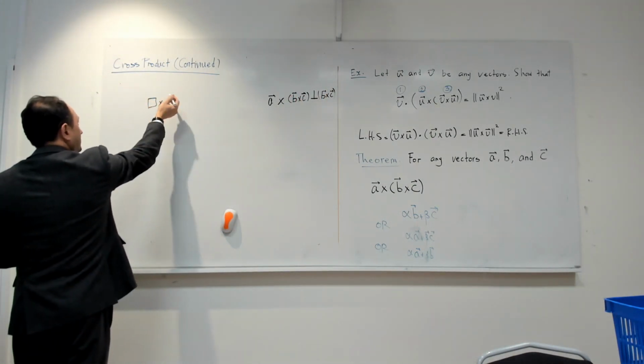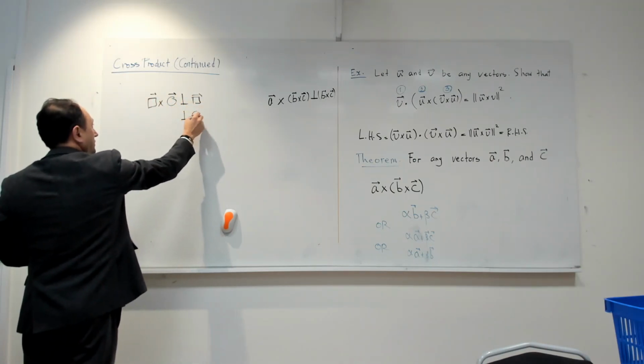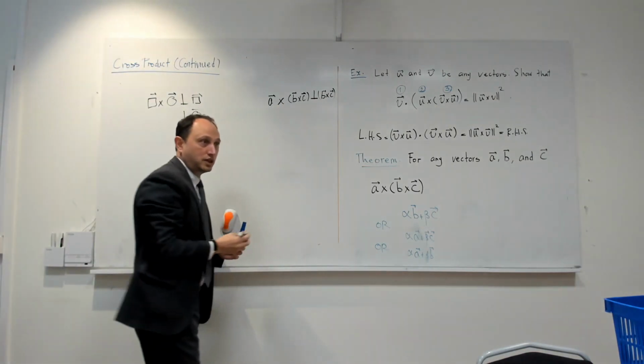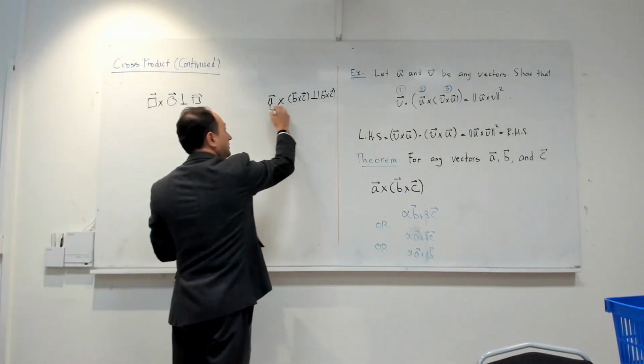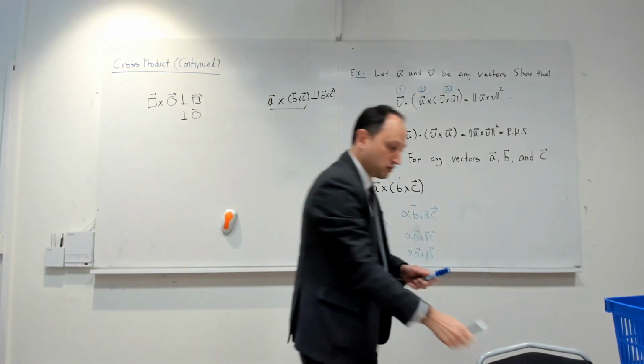Box, cross, I don't know, circle is perpendicular to the box. It's perpendicular to the circle, yes? So if I ask you, do you agree with this one? You should say yes. So this vector, whatever it is, is perpendicular to B cross C. Yes? So you shouldn't get confused.